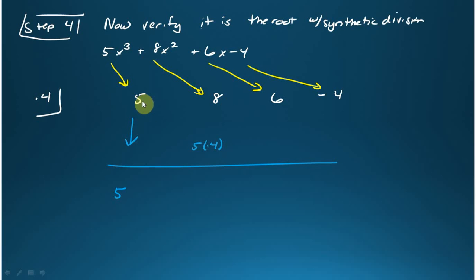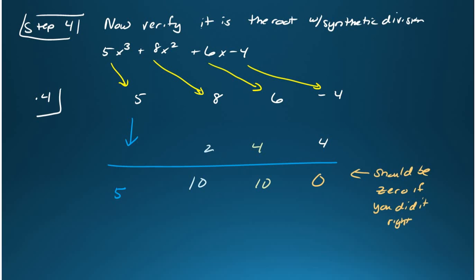The first step in the algorithm is that the 5 just drops down. Then I take the 5 and the 0.4, multiply them, and add them to the 8. 5 times 0.4 is 2. When I add, I get 10. 10 times 0.4 is 4. Add, and I get 0. If you did everything right, you should get a 0 here. So this is a totally checkable problem at every step of the way.